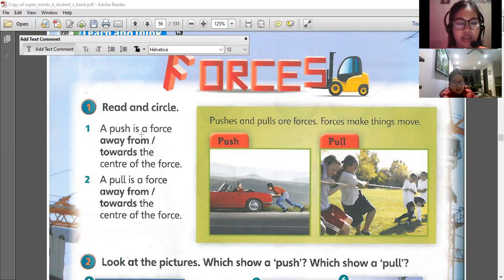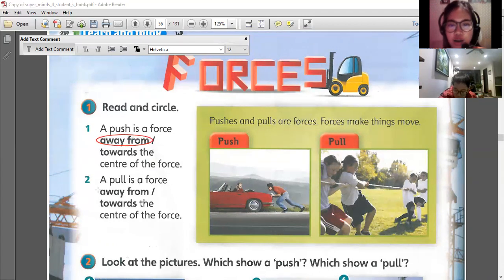A push is a force away from the center of the force. Okay. Is it away when you push something? Are you away from it? Yes. Okay. Let's see it. All right. So you say away from.